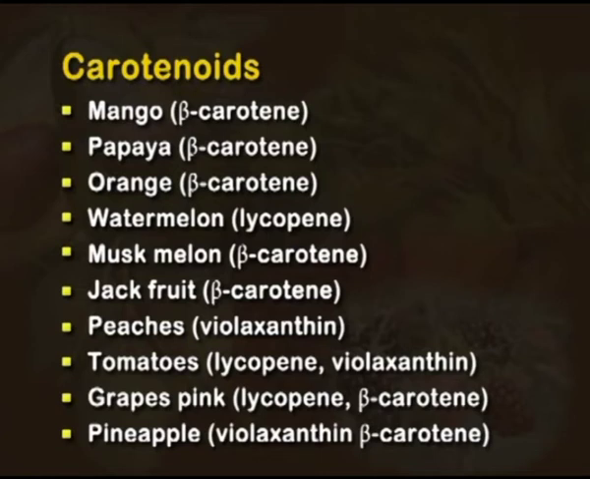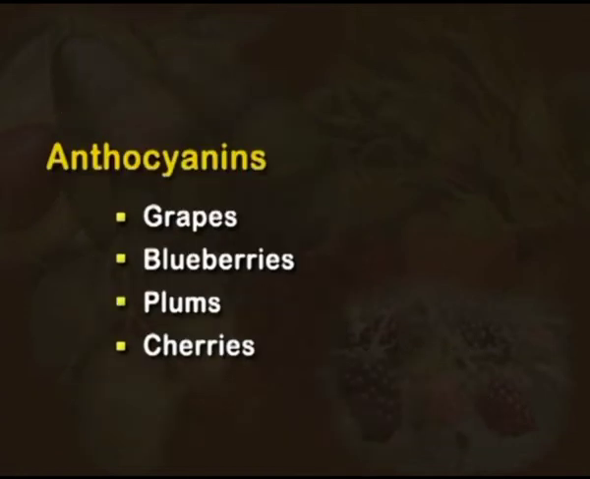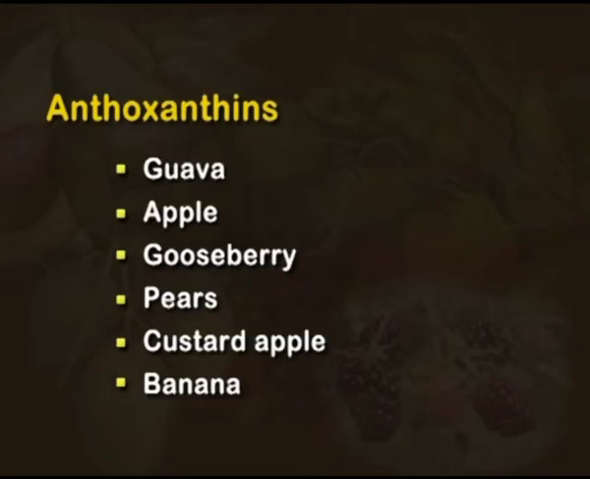Jackfruit has beta carotene. Peaches have something called volazanthin, and tomatoes contain both lycopene and volazanthin, and in pink grapes we have lycopene and beta carotene. Pineapples have again volazanthin and beta carotene. Now anthocyanins, which are purplish in color, we find them in red grapes, blueberries, plums, cherries. Now anthocyanins, again the body of guavas, apples, gooseberries, pears, custard apple and banana.